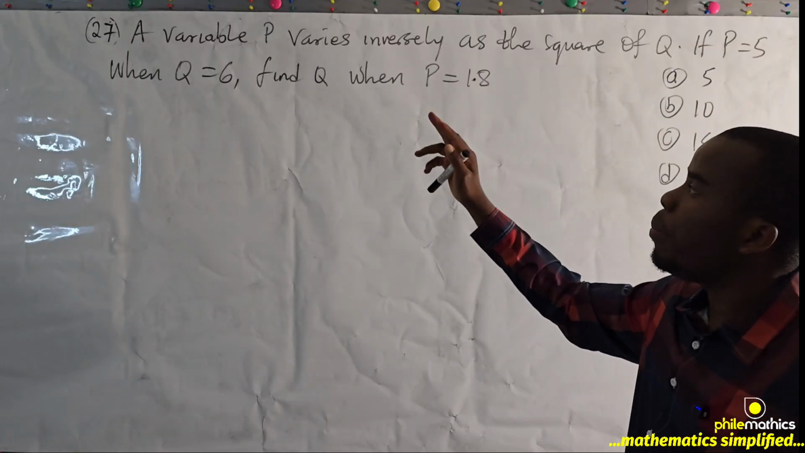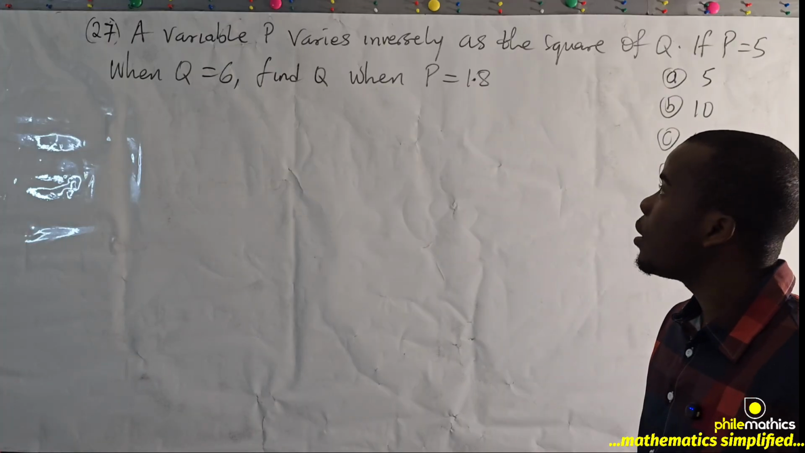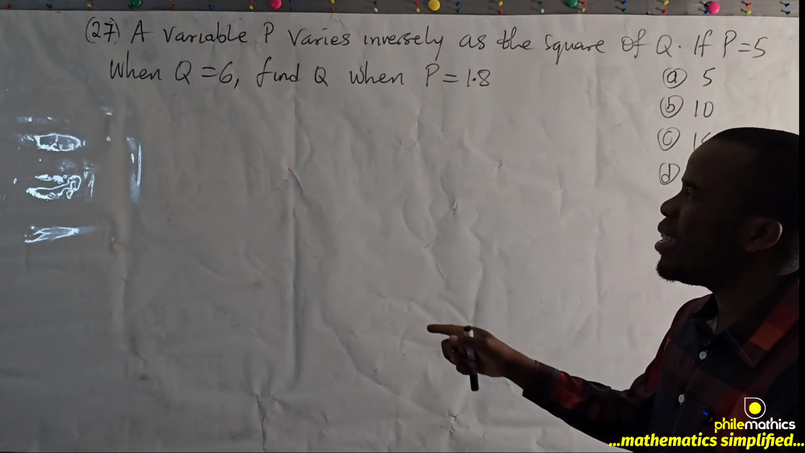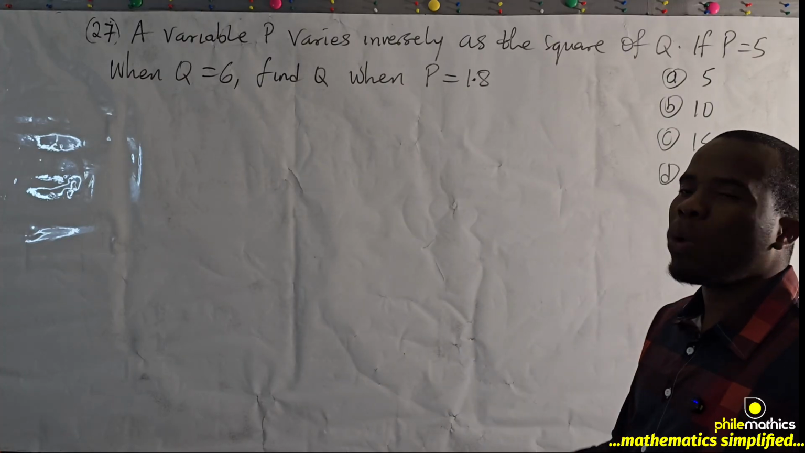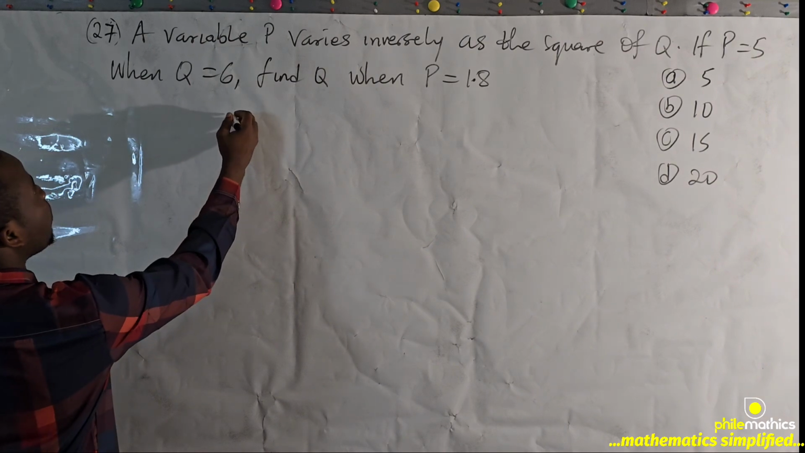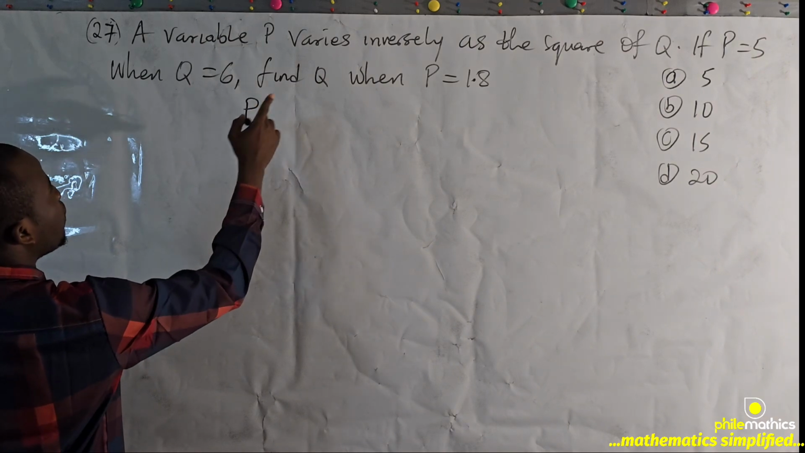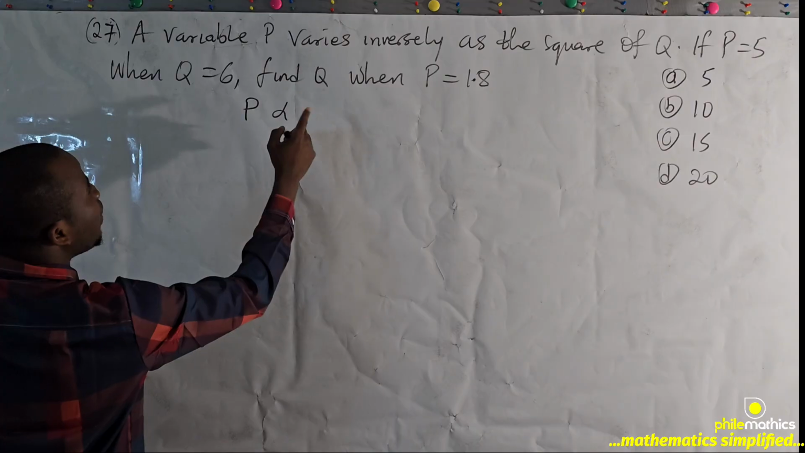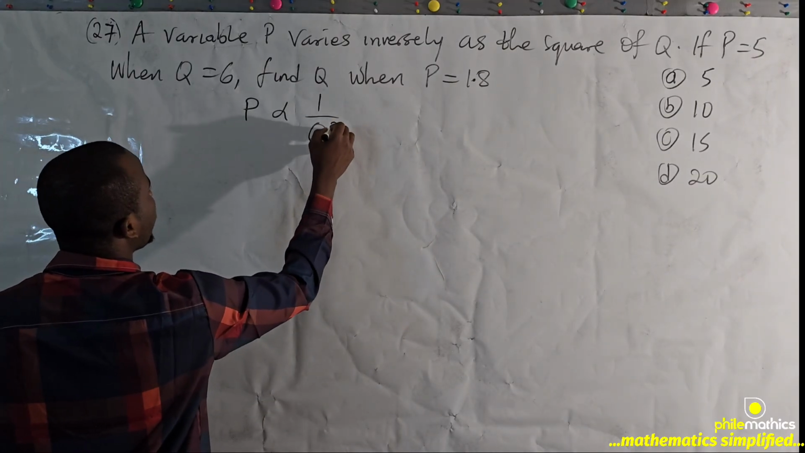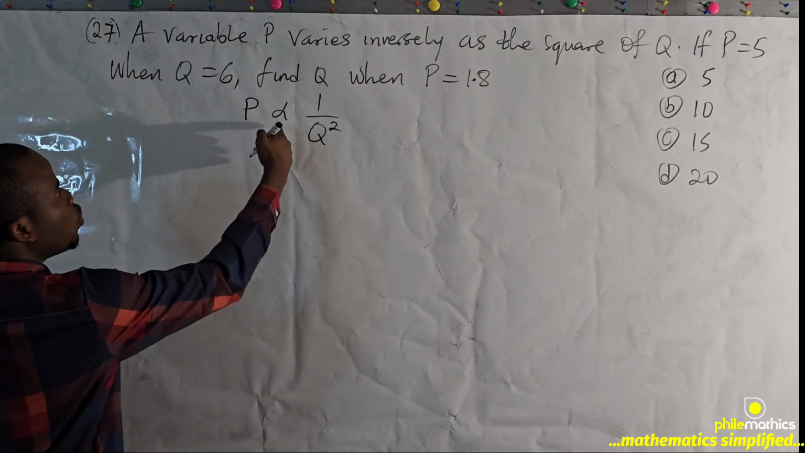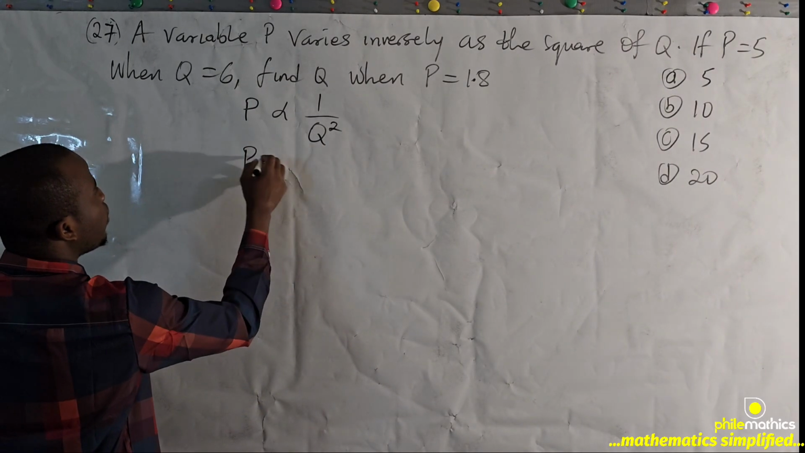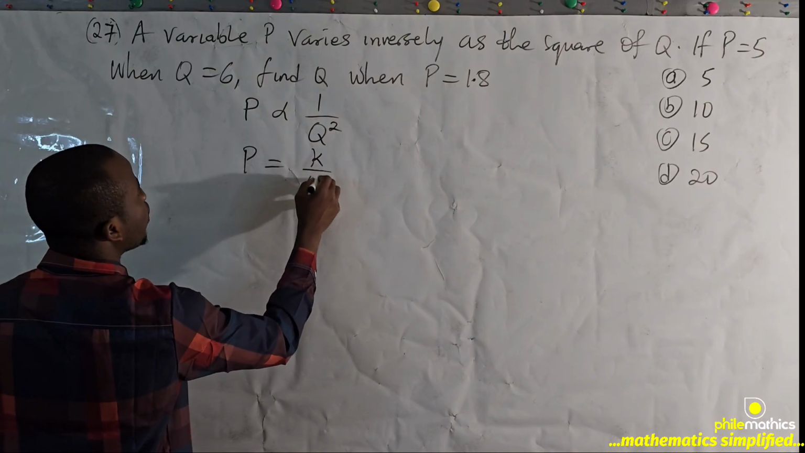A variable P varies inversely as the square of Q. If P is 5 when Q is 6, find Q when P is 1.8. So let's take it bit by bit. A variable P varies inversely as the square of Q. So we can introduce the constant of proportionality. So P will be K over Q squared.